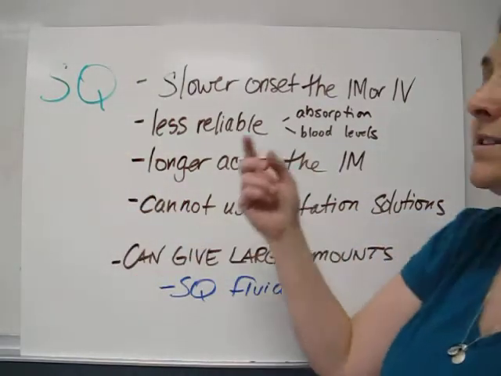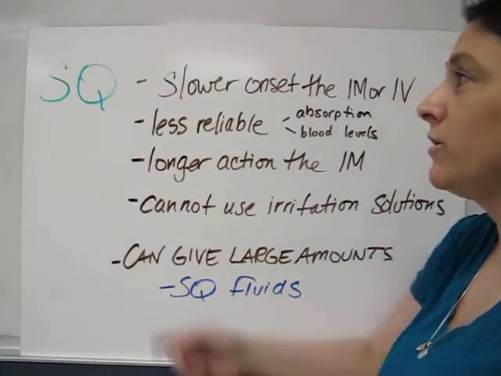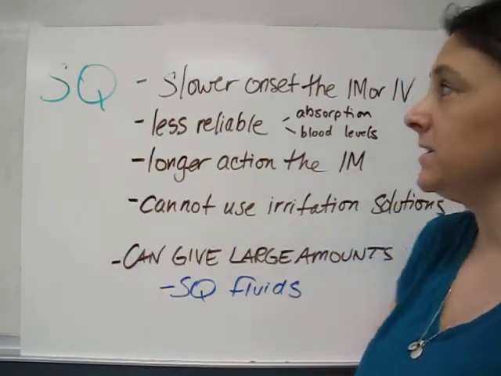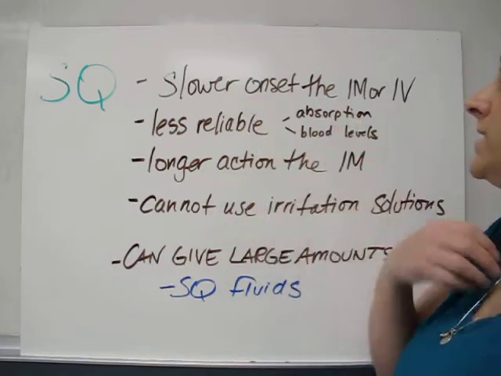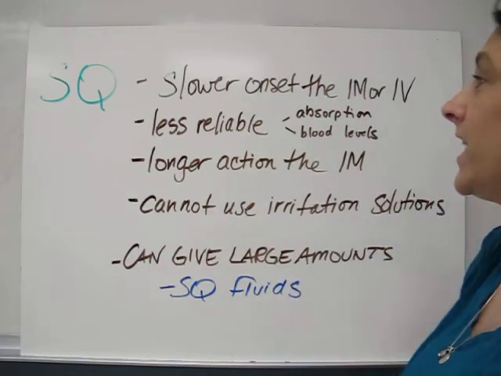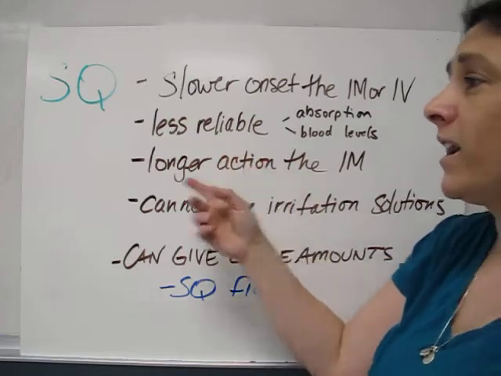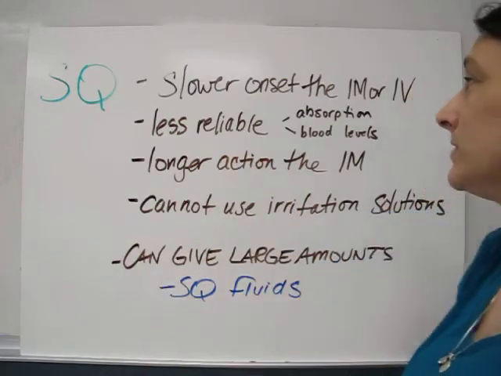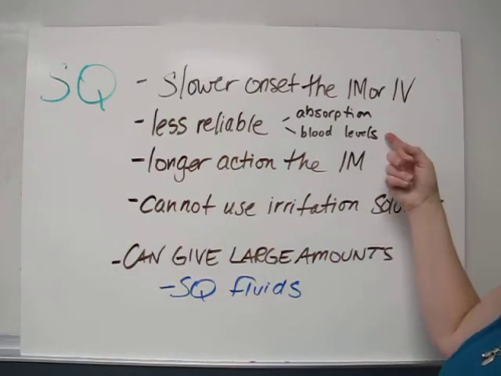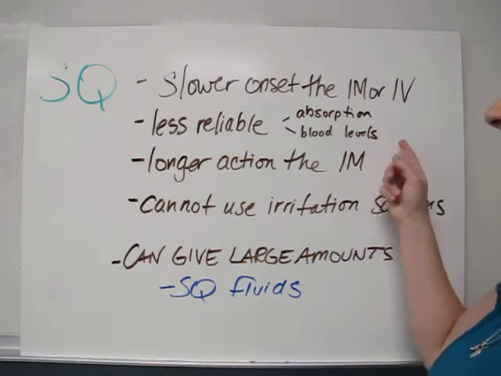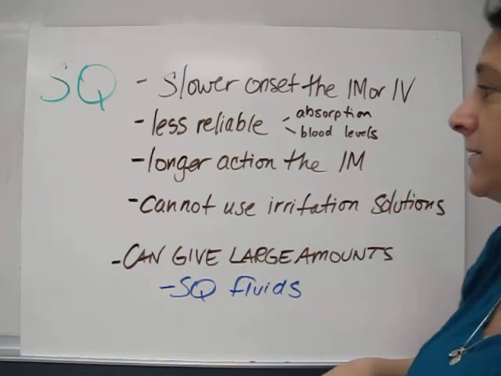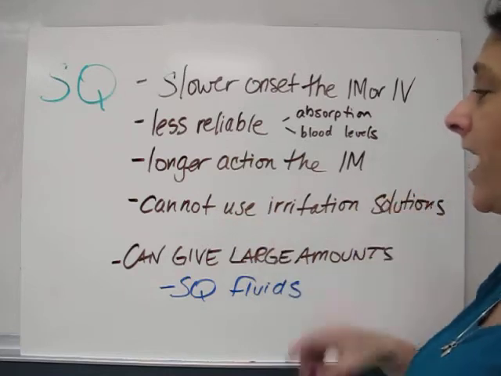SubQ. This is another very common route. We use SubQ for vaccines. Okay, it's slower onset than IM or IV. It is less reliable though, kind of like PO, where you don't know how the absorption is going to be, and it kind of all depends on the concentration of blood levels we need. It's longer action than IM.